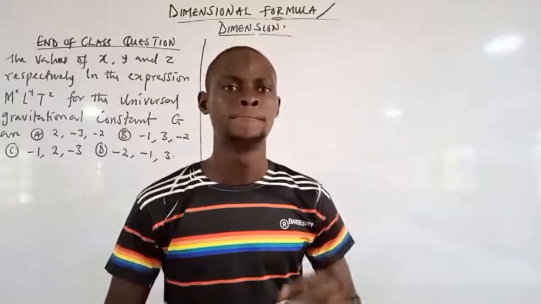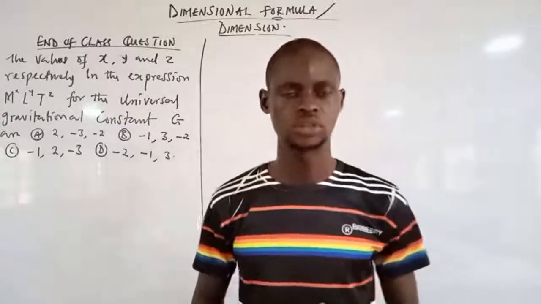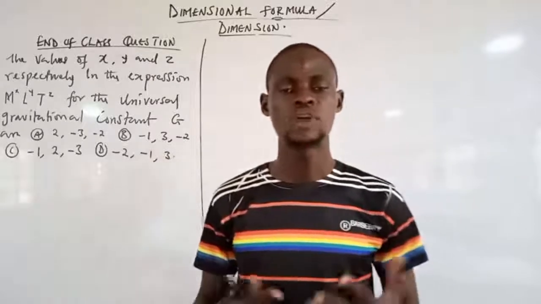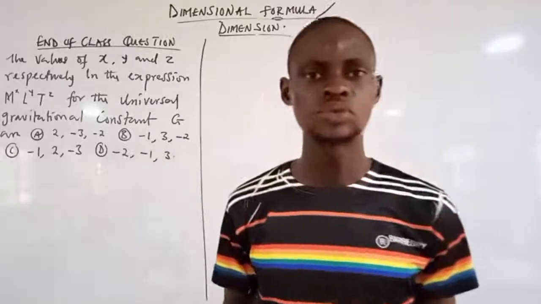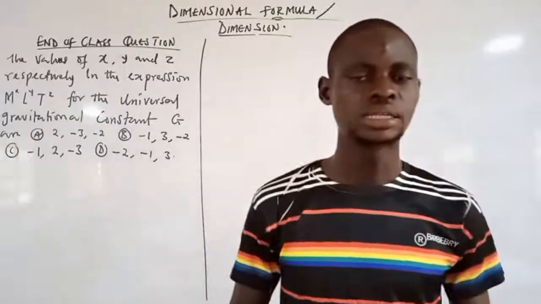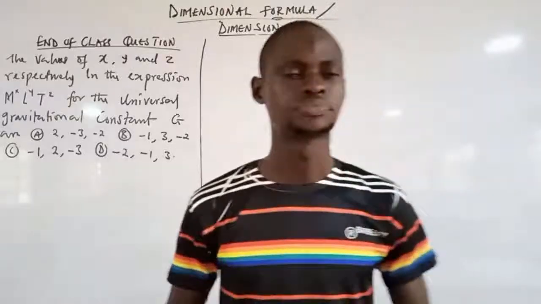Now, you see, there are three different kinds of variables, or let's say four different kinds of variables. But I won't go in depth into them. We have what we call dimensional variables, non-dimensional variables, dimensional constants, and non-dimensional constants. I won't go into that for now.